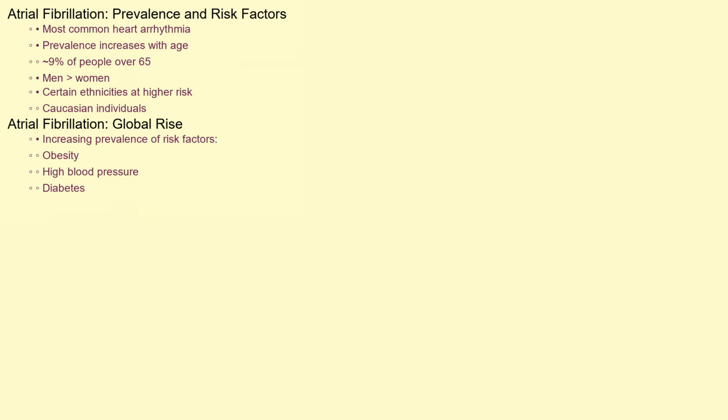Atrial fibrillation is the most common type of heart arrhythmia. Its prevalence increases with age, affecting about 9% of people over the age of 65. Men are more likely to develop AFib than women. Certain ethnicities, particularly Caucasian individuals, may have a higher risk. The increasing prevalence of risk factors such as obesity, high blood pressure, and diabetes is also contributing to a rise in AFib cases worldwide.